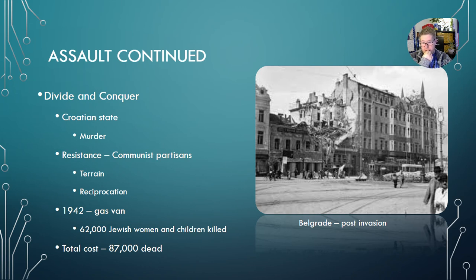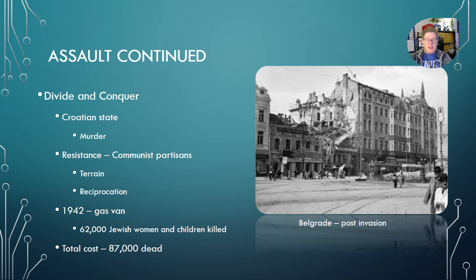Murder is very common in this part. But once there, they're going to murder or expel thousands of Serbs and send Jews and Roma to deadly camps like Jasenovac. But they are going to face resistance from a communist-led partisan movement. So another big thing we're going to talk about today is the partisans.